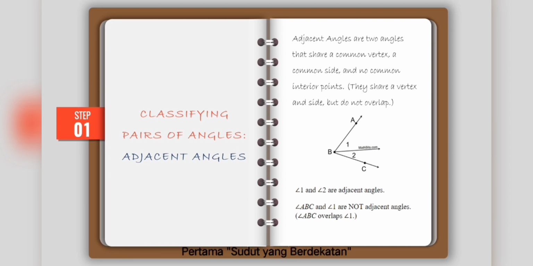First, adjacent angles. Adjacent angles are two angles that share a common vertex, a common side, and common interior points. Or we can say that they share a vertex and side but do not overlap. From this picture, we know that angles 1 and 2 are adjacent angles, but angle ABC and angle 1 are not adjacent angles because angle ABC overlaps angle 1.